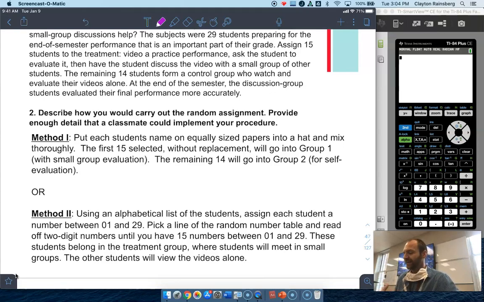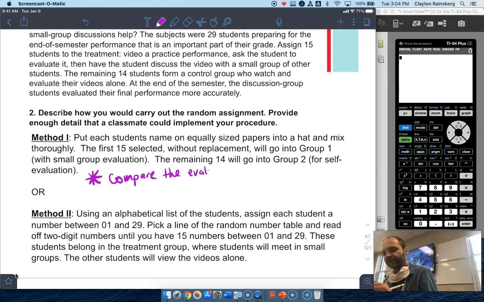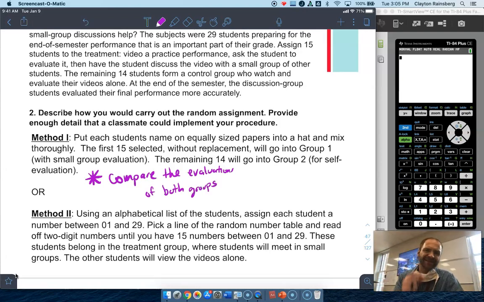Now, I have yet to make a statement, and this isn't number 2, but if I'm writing, I would say, well, what are we going to do at the end? We are going to compare the evaluations of both groups. I'm still going to say that in words on it.